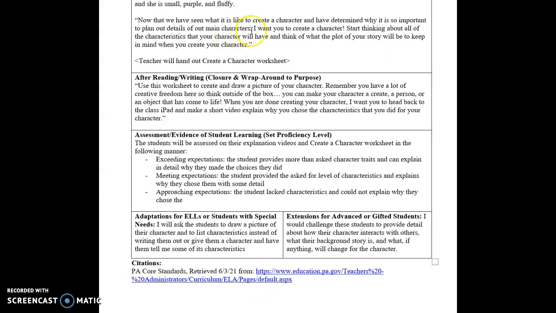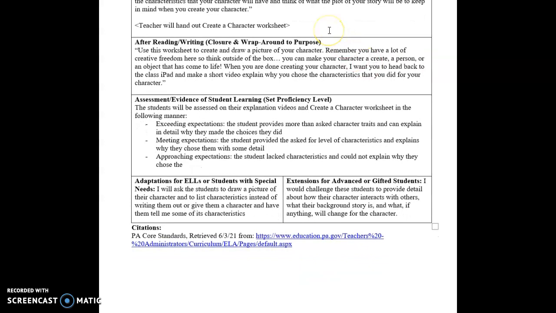So now that the students know what creating characters is like, I would want them to start thinking about their character. I would hand out my character worksheet and I would then have them create and draw a picture. And while they are doing that, I'll be walking around and helping them.